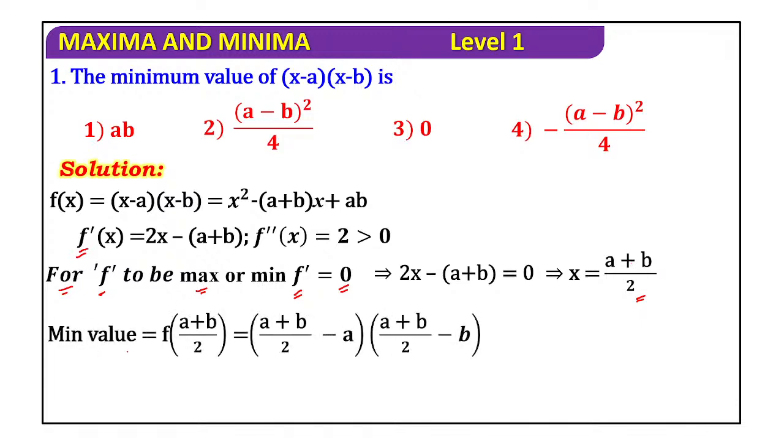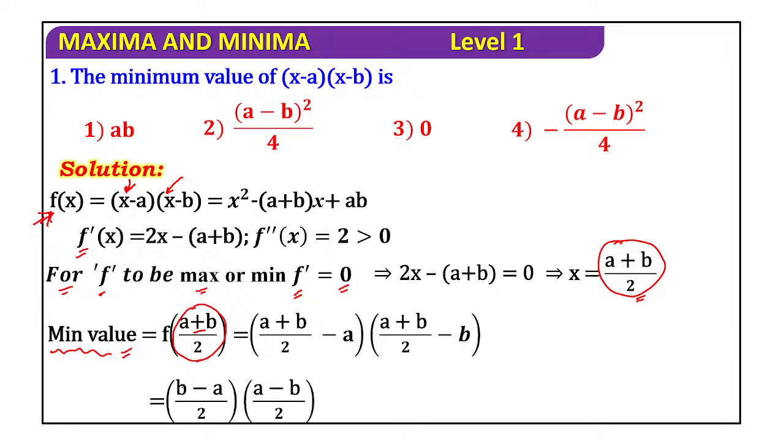So now the minimum value for the given function f of x will be what? f of (a plus b) divided by 2. That means in the place of x, you have to write (a plus b) divided by 2, and you just simplify it.